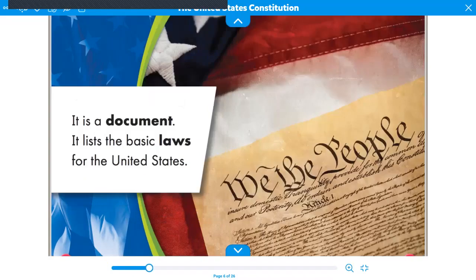The Constitution. It is a document. It lists the basic laws for the United States. A document is something that is written down on paper. This is a copy of the preamble, which is the very beginning of our Constitution and starts, "We the people." In the Constitution, the laws are the rules that our country will follow.